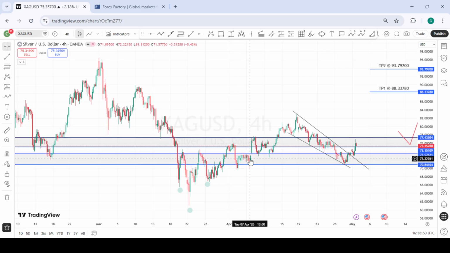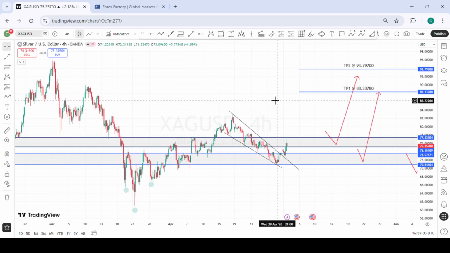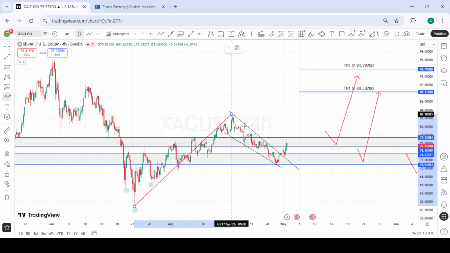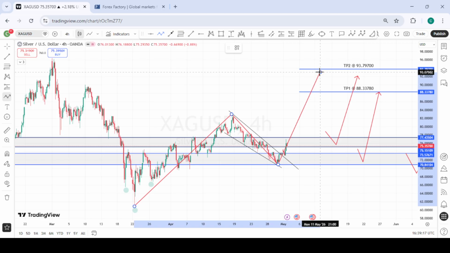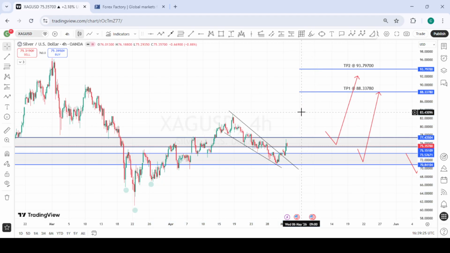The neckline for the first time, and price has also come all the way the second time, or even the third time, to react from the same neckline of this inverted head and shoulders. So price is likely going to give us a strong impulse all the way up to the upside. It's more like AB equals CD. AB is likely going to give us an equal distance to CD. So more like bullish momentum we are likely going to see from here on silver.